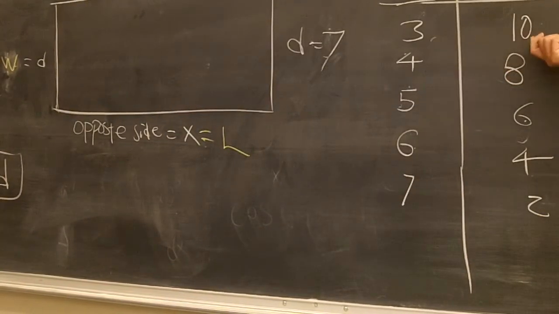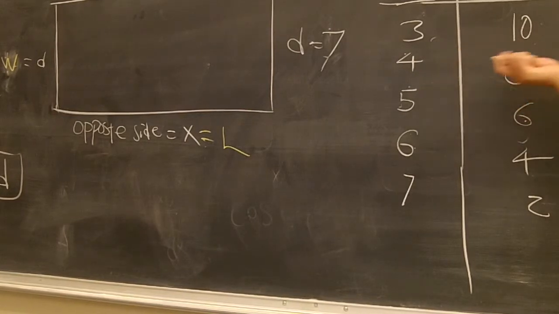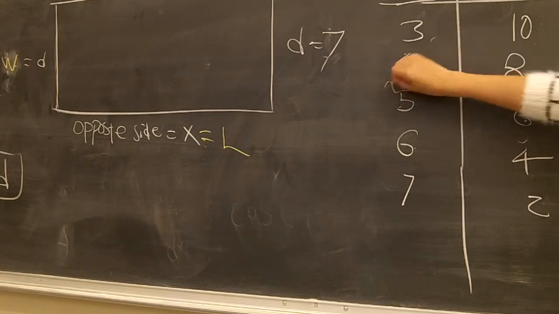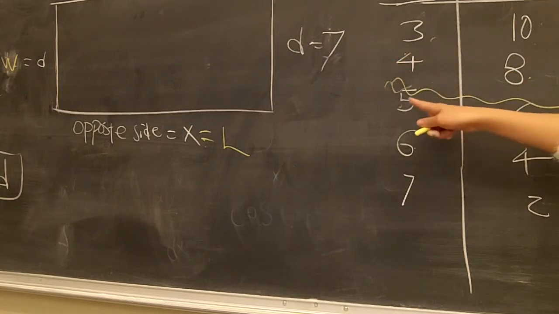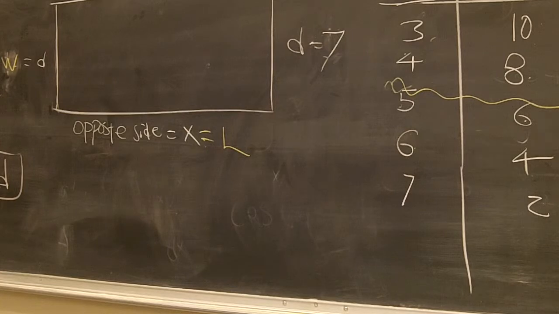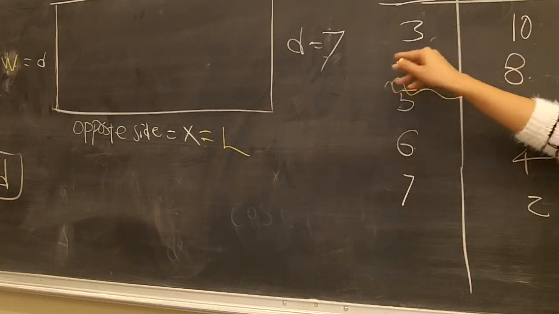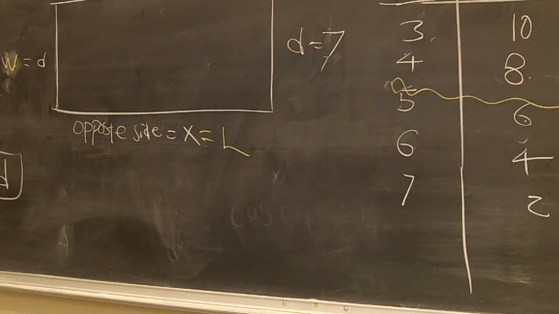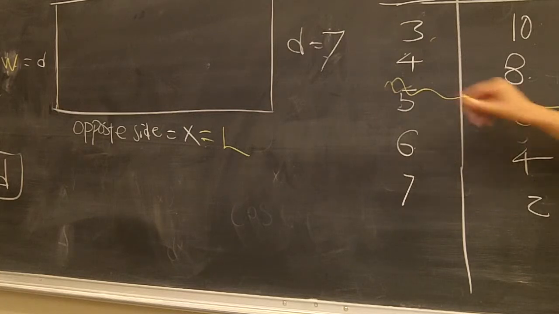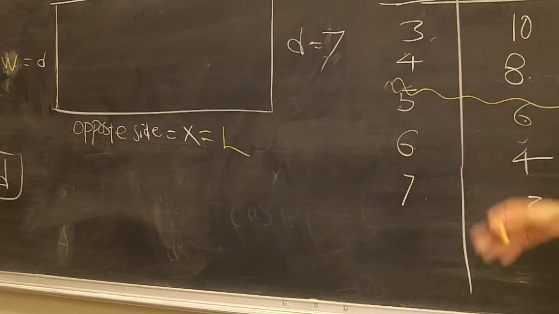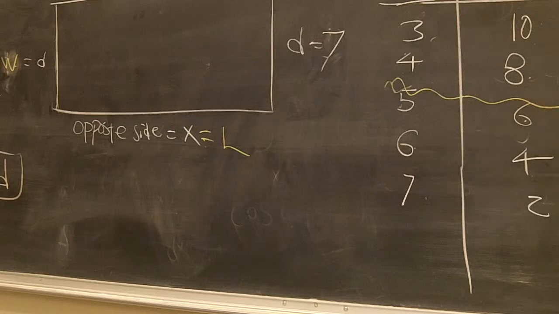We have 3 times 10 equal to 30. 4 times 8 equal to 32. But what happened after 4? It starts decreasing. That is saying when d is equal to 4, it can give the maximum area, which is 32, right? When d goes over 4, increasing the length of d, the area started decreasing. Okay? I see.